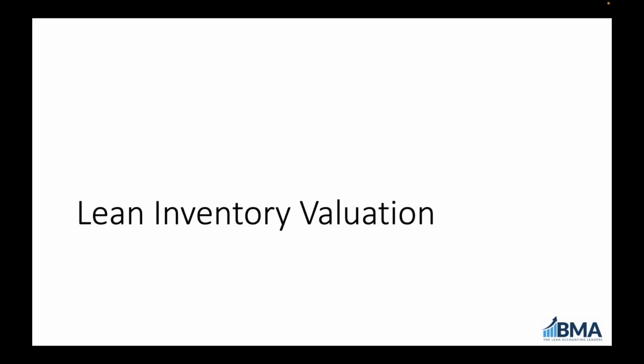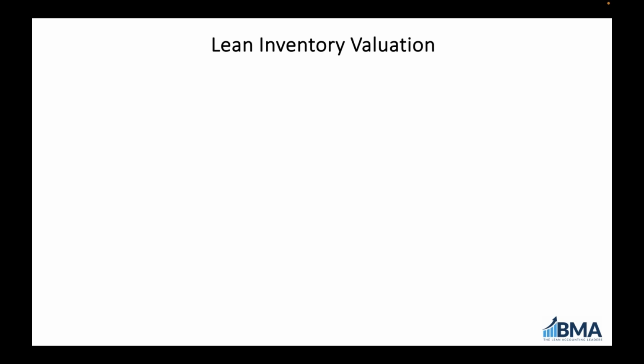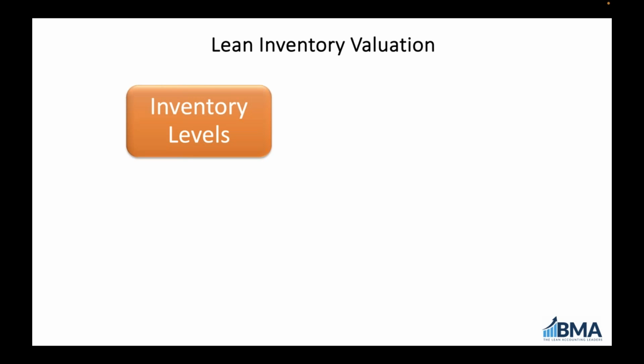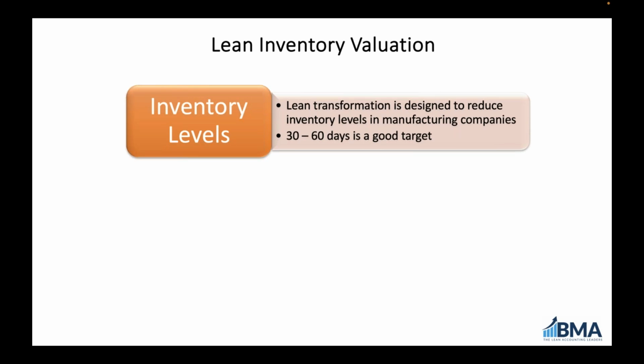So let's look at the components of lean inventory valuation and the whys. Why can we move to something simpler than standard costing? The primary reason is that lean reduces inventory over time, and it can be significant. So think about a target of 30 to 60 days, even though that's not a hard target. It's just something to think about, that when you get to 30 or 60 days of inventory, you can probably move to simpler inventory valuation methods.